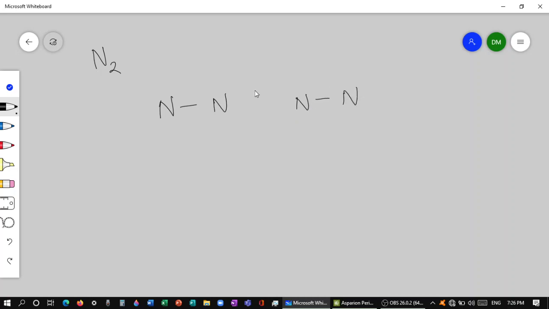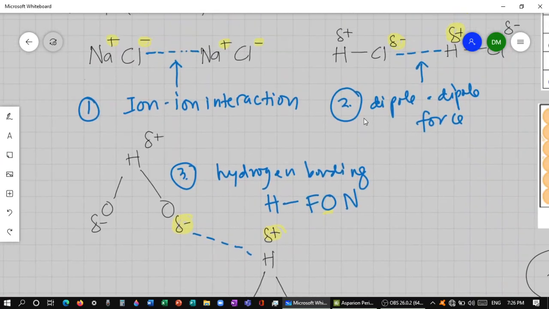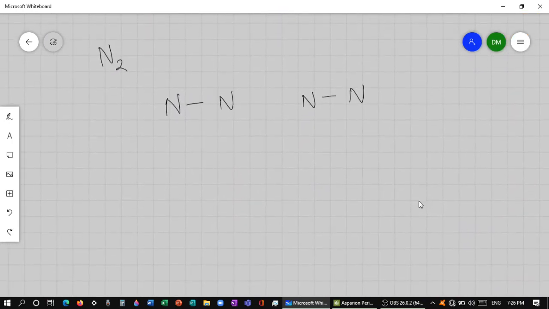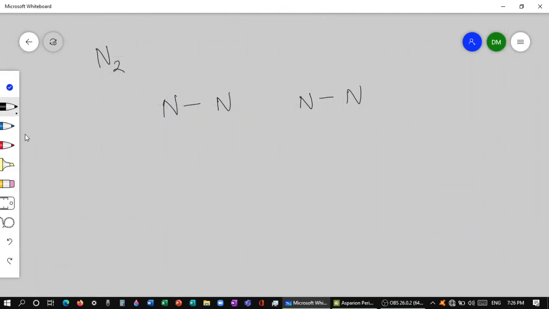Is there a way that this molecule can be attracted to this one? But again, in this case, there are no partial charges. So there's no side that is partially negative and no side that is partially positive. Actually, in this case, there is a very weak force, and this force, we call this one a dispersion force. This is due to the dispersion or the movement of the electrons around the molecule.